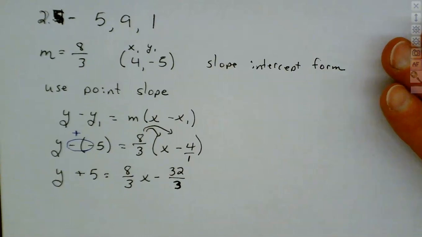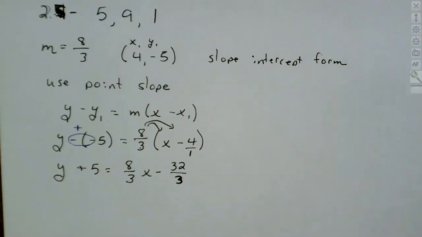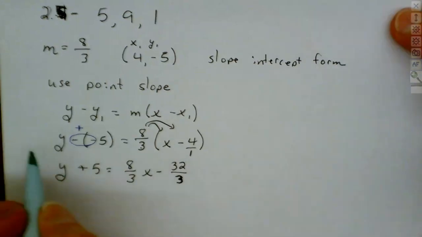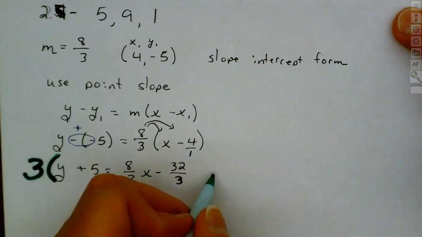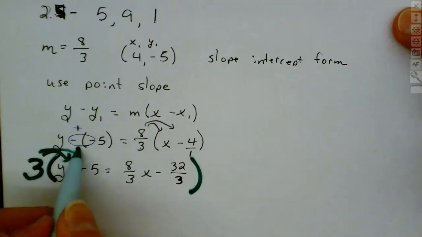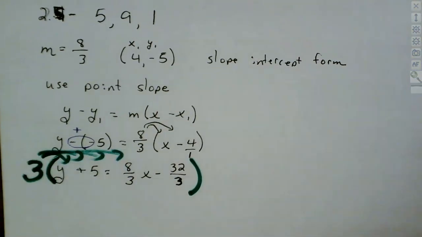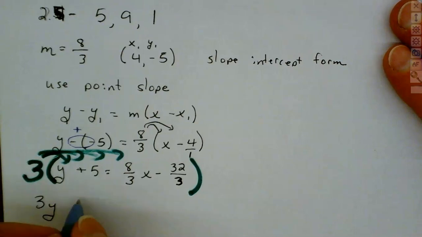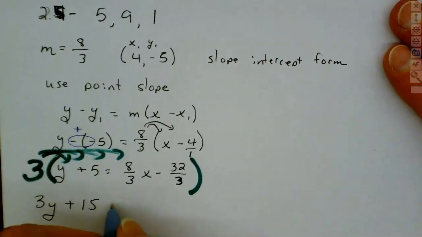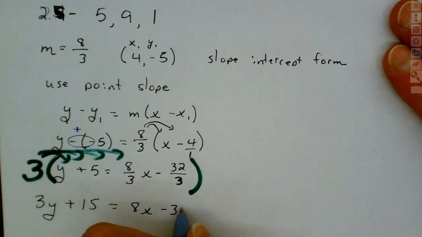Okay, is everyone all right with that so far? Now, we want to get this in slope-intercept form, and so the easiest way is to clear our fractions. So we're going to multiply this by 3. And if I multiply this by 3, then we get 3y plus 15 equals 8x minus 32.